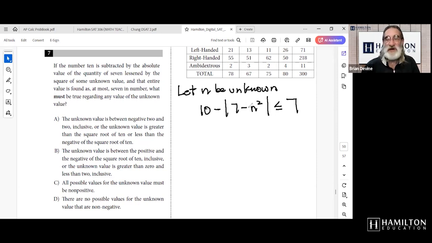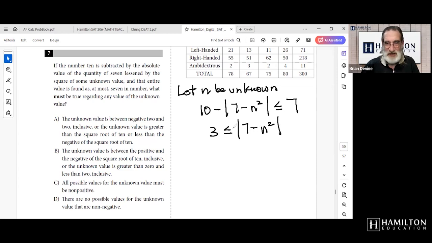So when we have a situation like this, what we want to do is isolate the absolute value. If I do that, I can subtract 7 from both sides and add the absolute value. So I'm going to end up with 3 is less than or equal to the absolute value of 7 minus n squared. So I added the absolute value of 7 minus n squared to both sides, and I subtracted 7 from both sides.